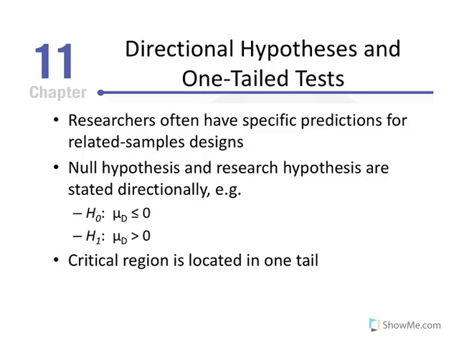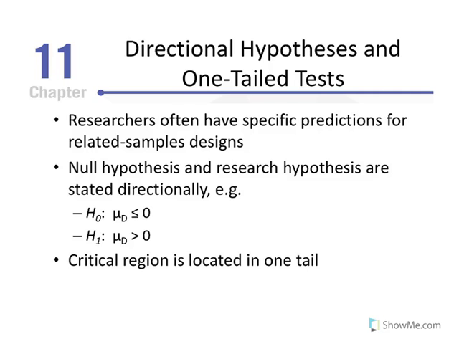Chapter 11, the t-test for two related samples. Part 3. In many repeated measures and matched subject studies, the researcher has a specific prediction concerning the direction of the treatment effect. For example, in the study described in example 11.1, which we just went over in the previous video, the researcher expects the level of perceived pain to be rated lower when the participant is cursing.